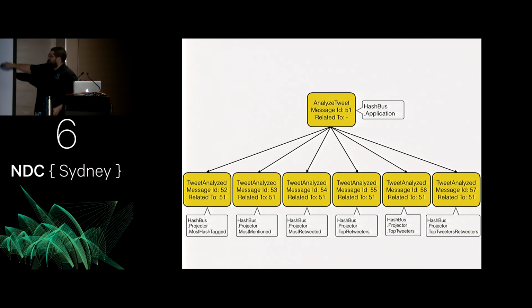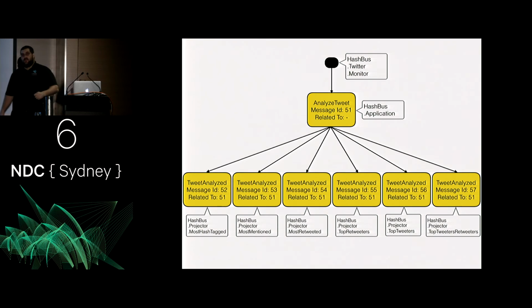But where did this analyzed tweet come from? Well, it doesn't have a related to, so we know it wasn't caused by another message coming through the system. It was caused by something else, but it still had to be sent from somewhere. So just as we added processor metadata to each one of our messages, let's add sender as well. And when we do that, we can update the diagram to show where this message came from.